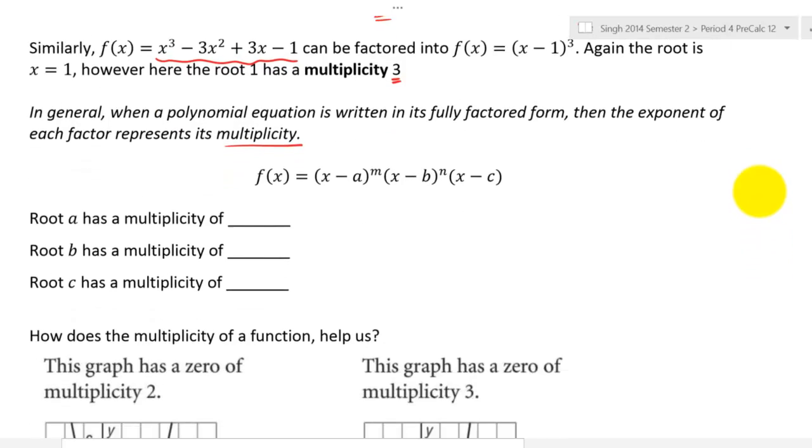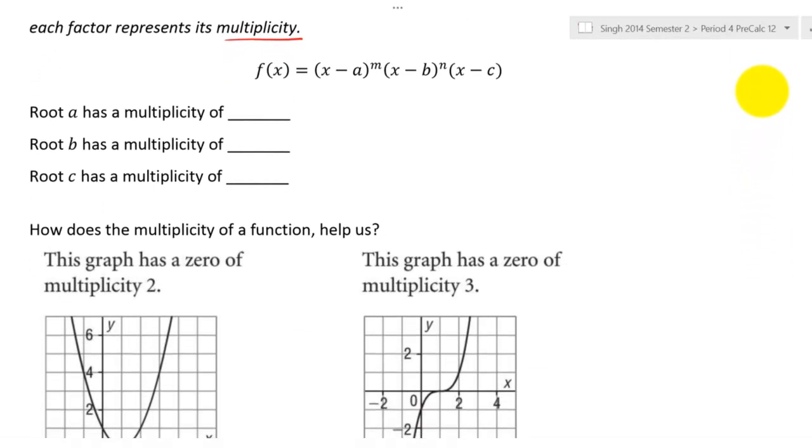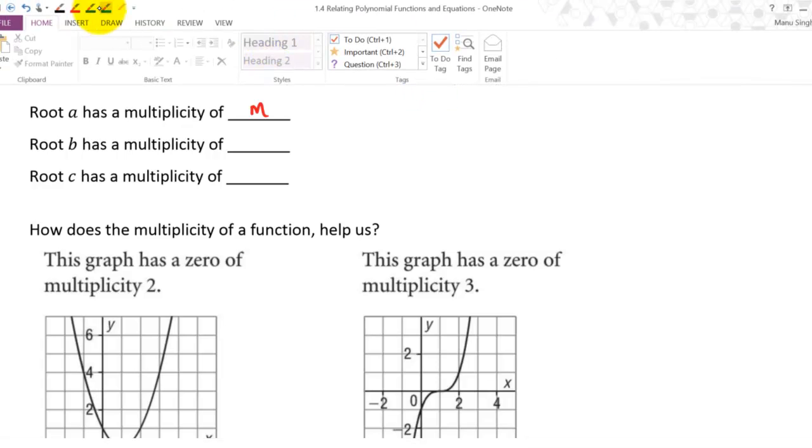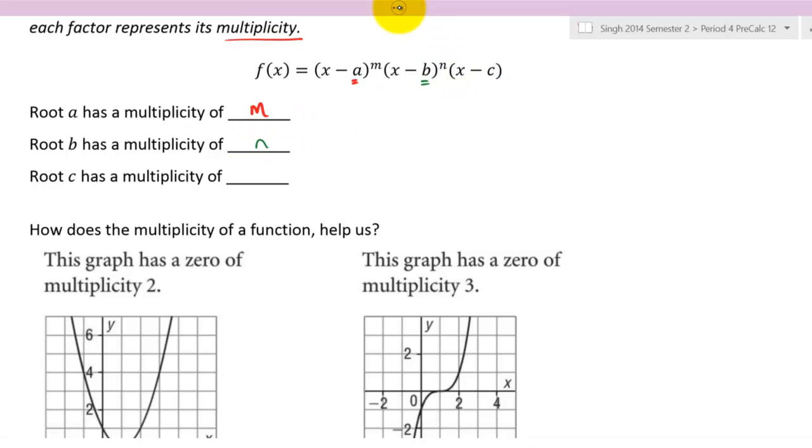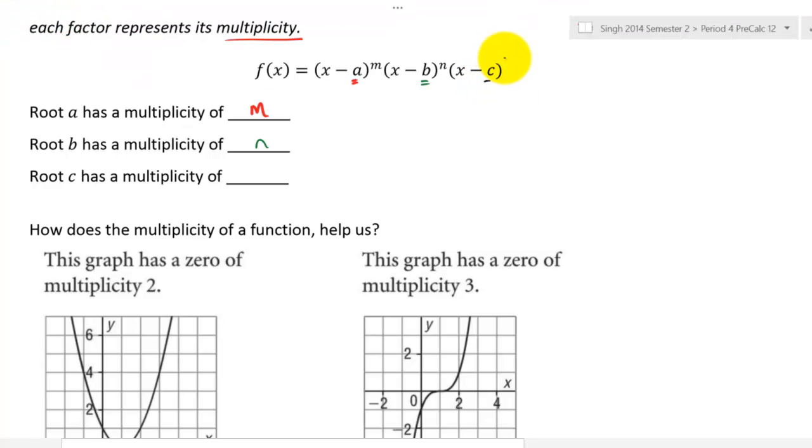So if you have the general form x minus a to the power of m, times x minus b to the power of n, times x minus c, then we say that root a has a multiplicity of m. It's going to repeat itself m times. Root b has a multiplicity of n. It's going to repeat itself n times. And lastly, root c will have a multiplicity of 1, because when there's no exponent, there's always a 1.